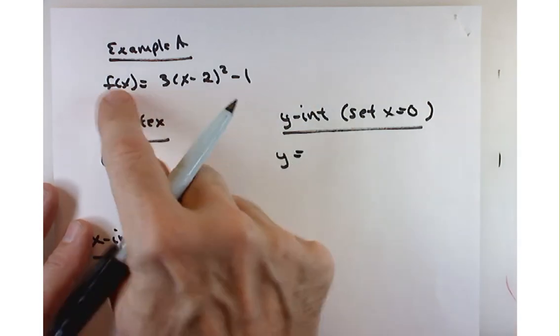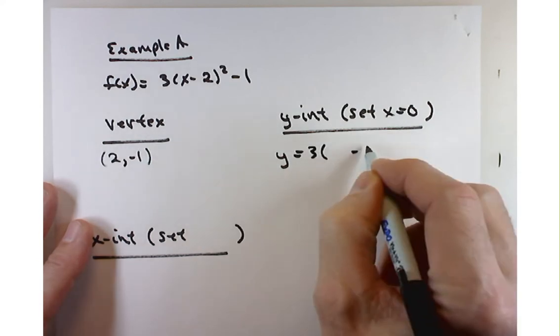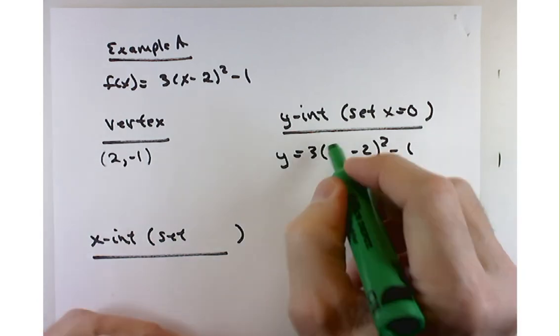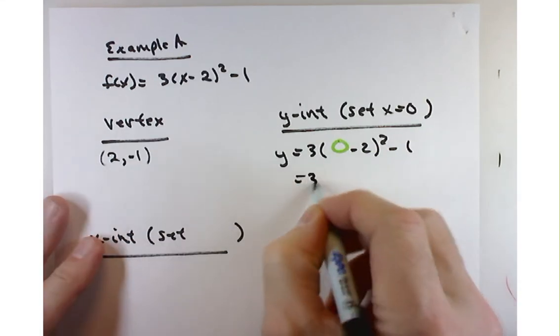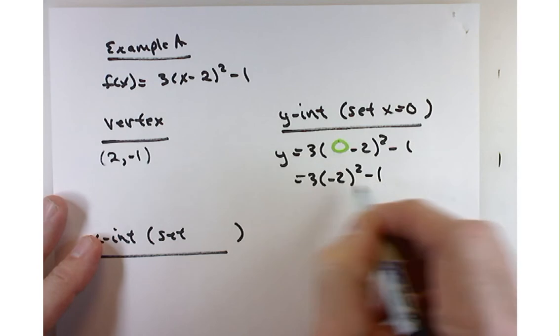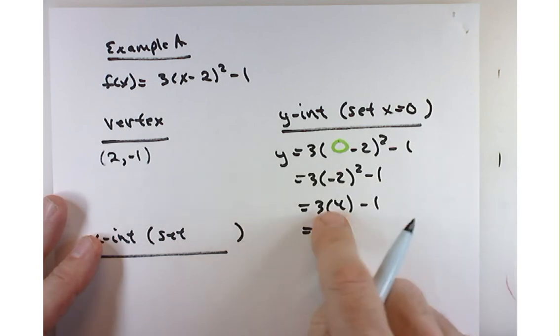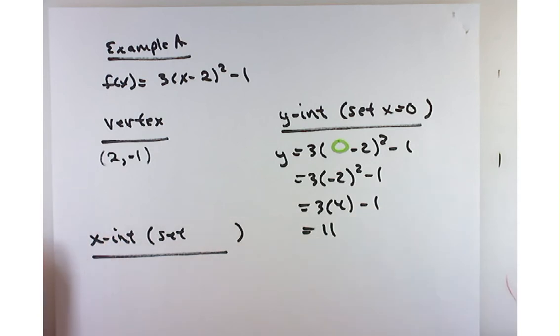So f of x and y are the same, so it's going to be 3 times (0 minus 2) squared minus 1. So you're putting in that 0 right there. That's going to give us 3 times (-2) squared, which is 3 times 4, which is 12, minus 1, or 11. So (0, 11).